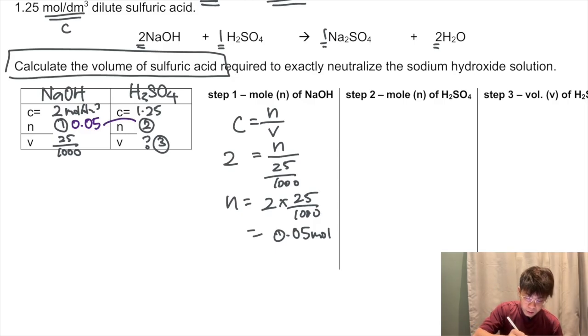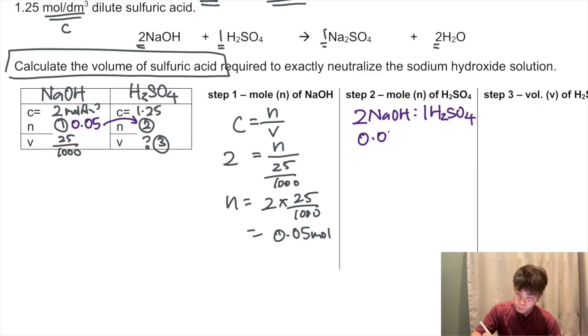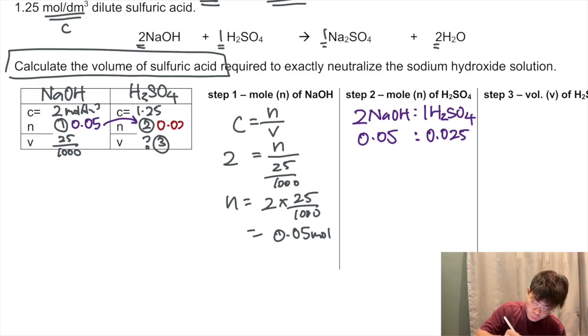Now I go to step number 2, which is using the mole ratio. I have 2 sodium hydroxide is to 1 H2SO4. My sodium hydroxide is 0.05 mole, and therefore, 2 is to 1, 0.05 is to 0.025 moles. So I calculated that this is 0.025 mole.